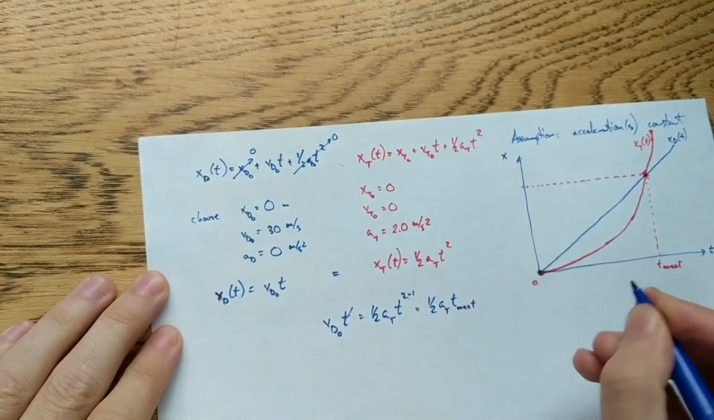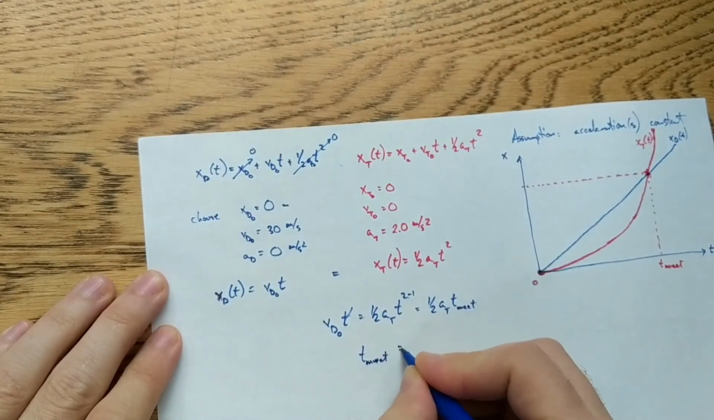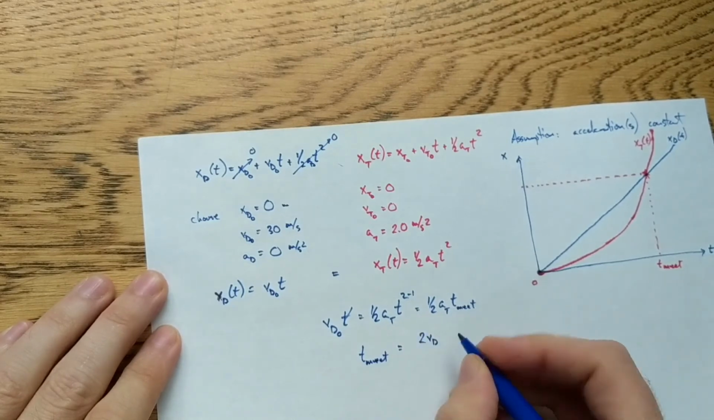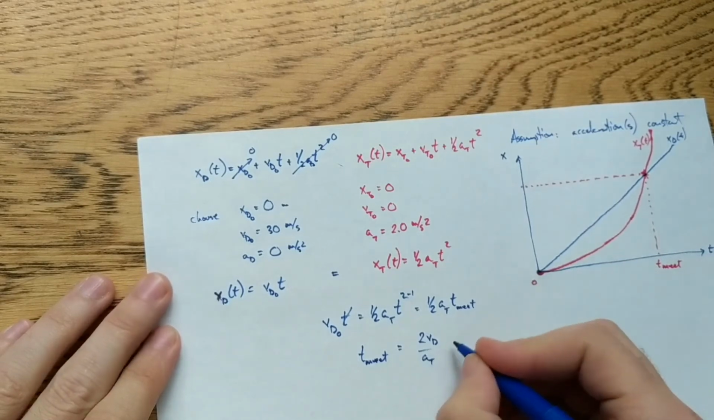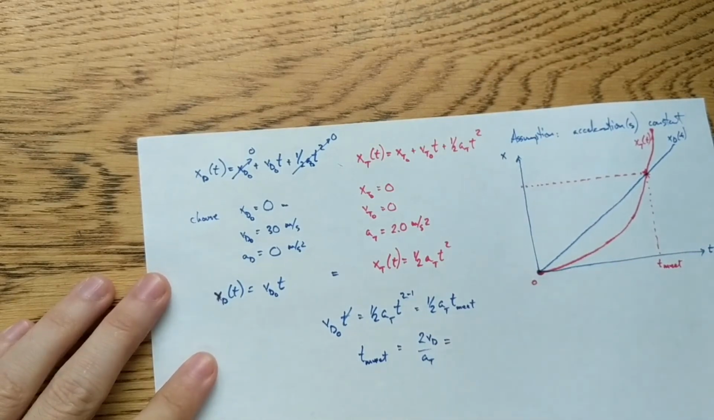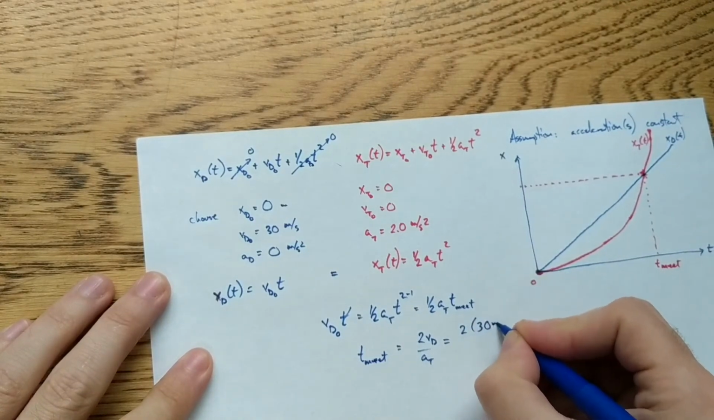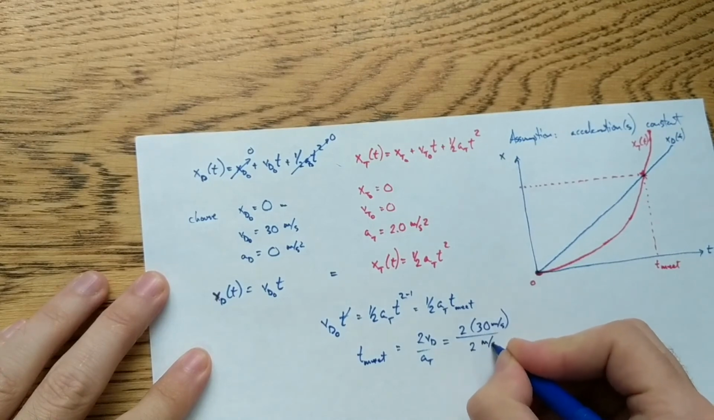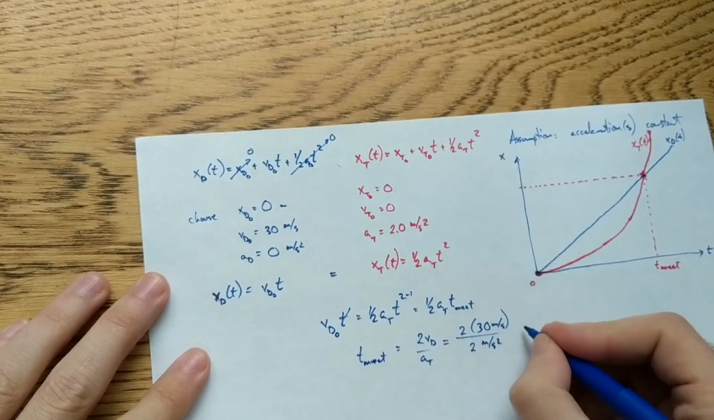This is when they meet. So t_meet is 2 times David's velocity divided by Tina's acceleration. Now I could plug things in if I want, just as a check-in. David is moving 30 meters per second. Tina is accelerating at 2 meters per second squared. This is 2 times 30 is 60, divided by 2 is 30.